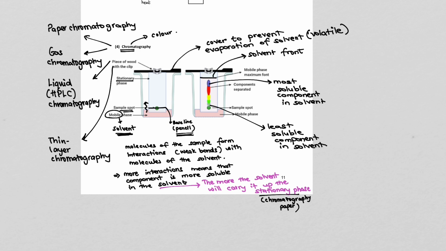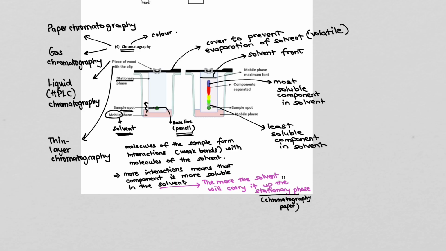Thin layer chromatography is very similar to paper chromatography, but instead of using paper, we use a glass slide or an aluminum slide, which is coated with a layer of silica gel. So instead of the stationary phase being paper, the stationary phase is a layer of silica gel. So then the sample is going to move up on silica gel. So it's like a white layer coated on either a glass slide or an aluminum base.